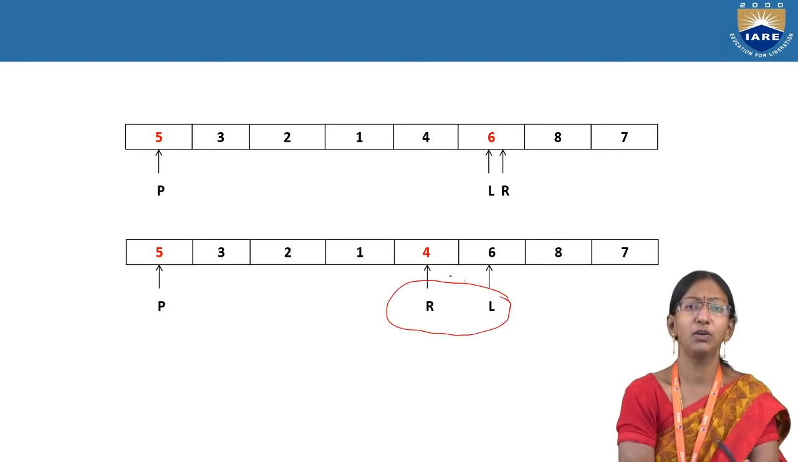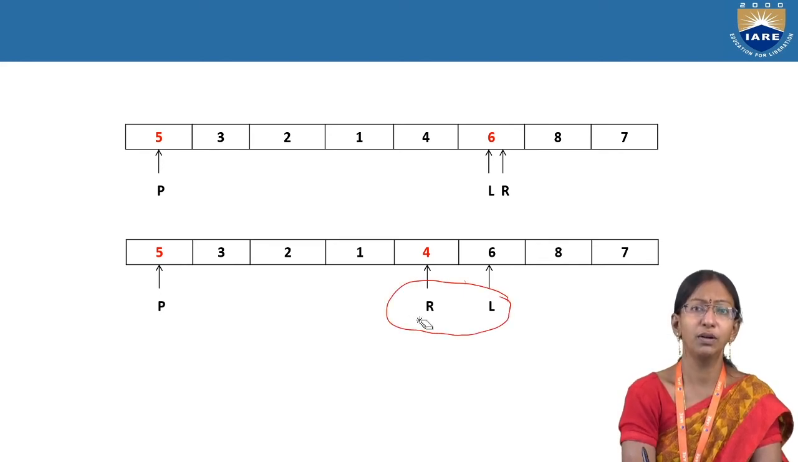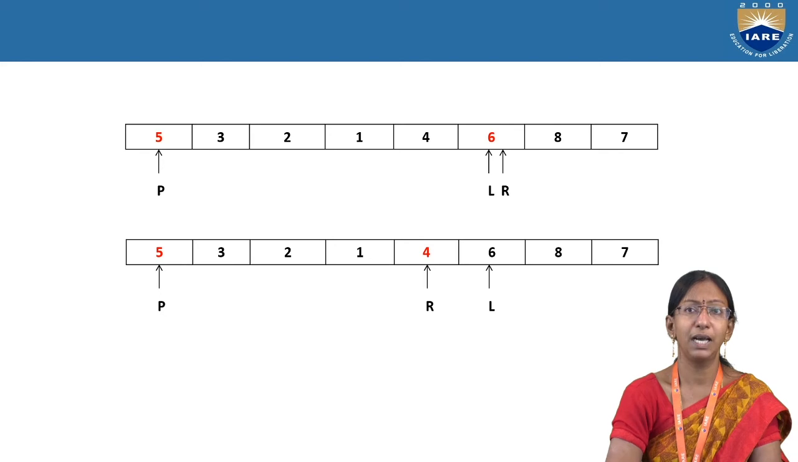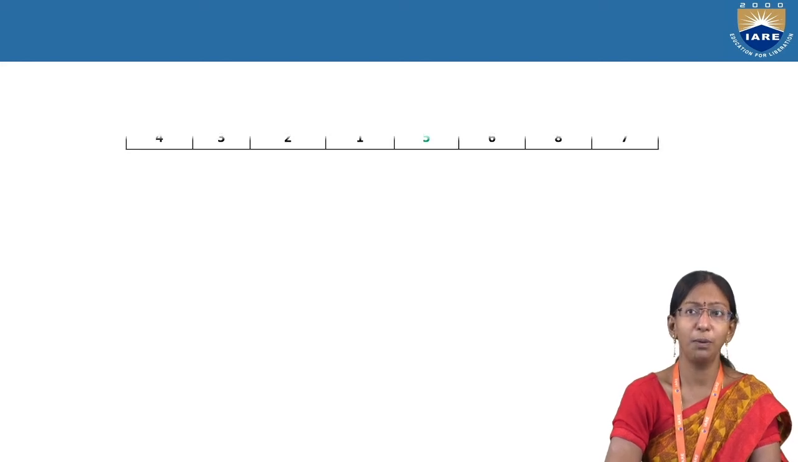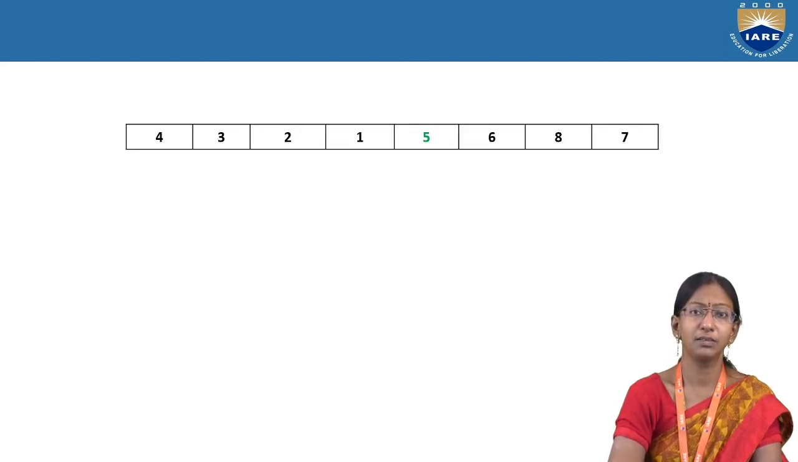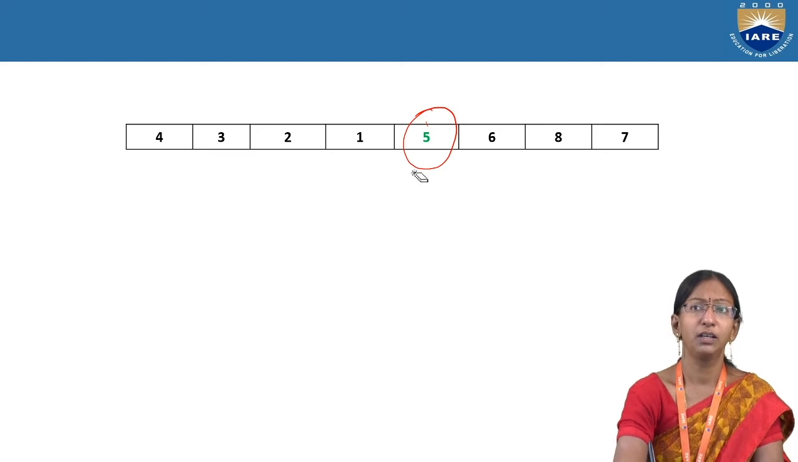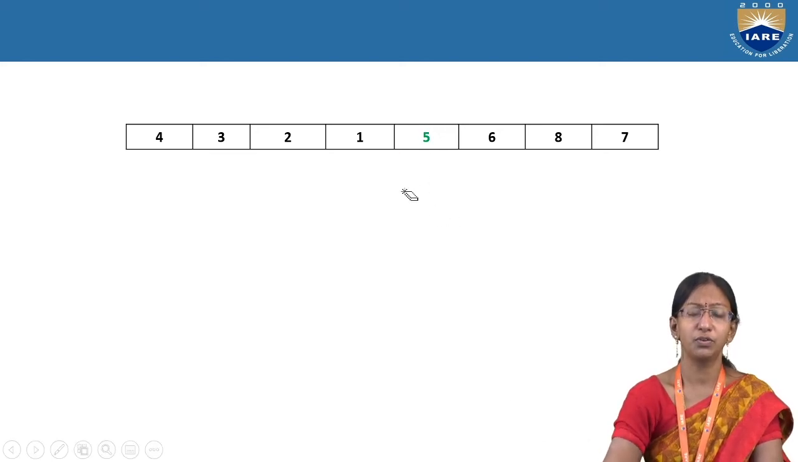The index value of left is more than right. That means right has crossed left. Now this is the right time when our while loops are going to break and swap the elements pointed by pivot and right. When you swap it, you are going to get this list. So now have a look. The pivot element 5 is in its right position.